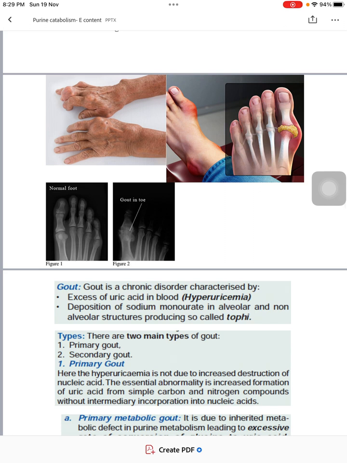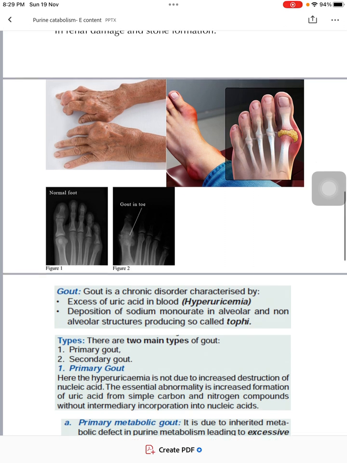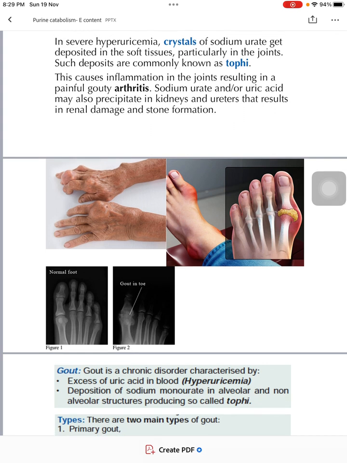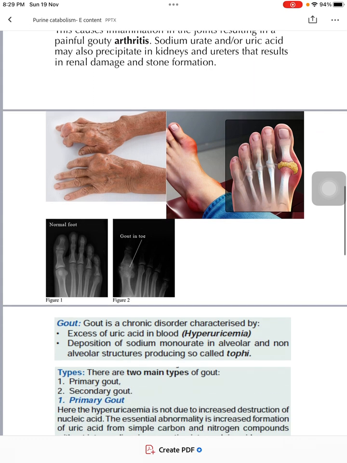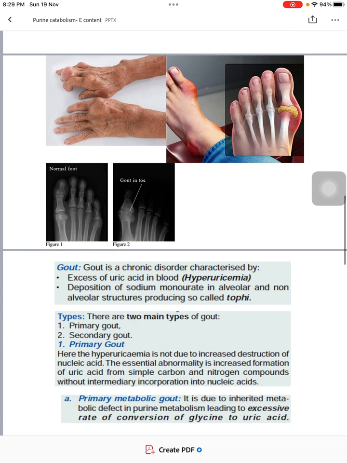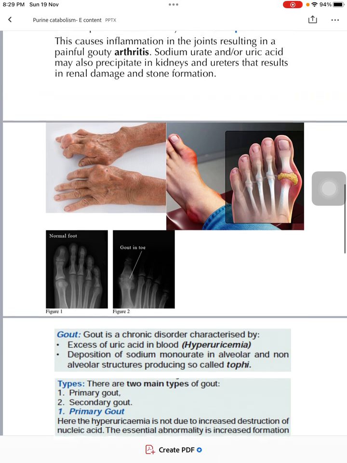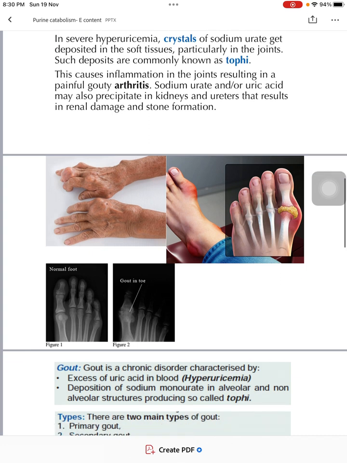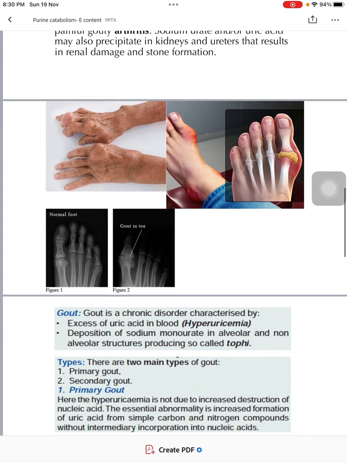The picture below shows the gouty arthritis, tophi, accumulation of crystals of sodium urate at the joints. The X-ray image below shows a normal foot and deposition of sodium urate crystals at the toe.